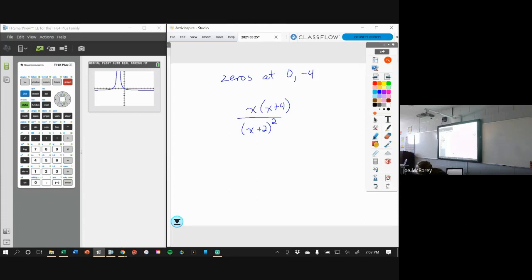Right now, my leading coefficient on the top is a 1. And my leading coefficient on the bottom is also a 1, which means I would need to change it. It's like when you finally realize something, and you're like, ooh. Zero.